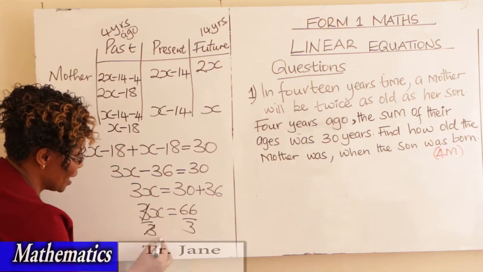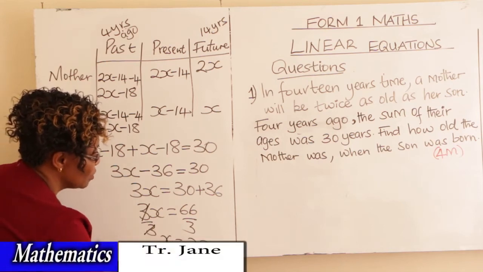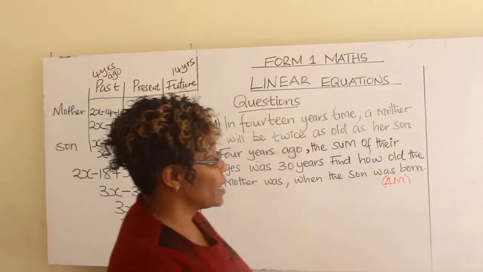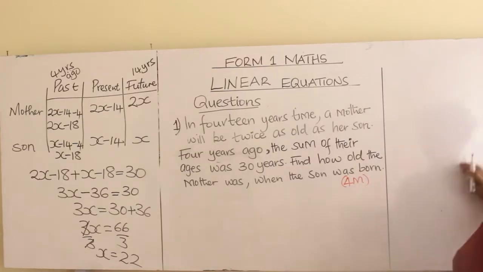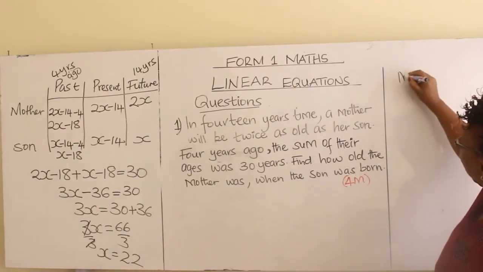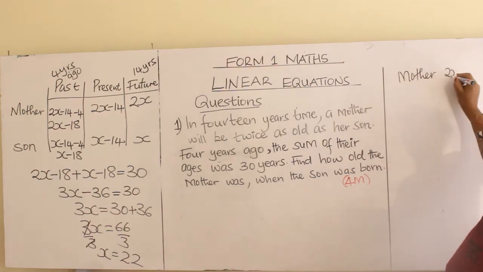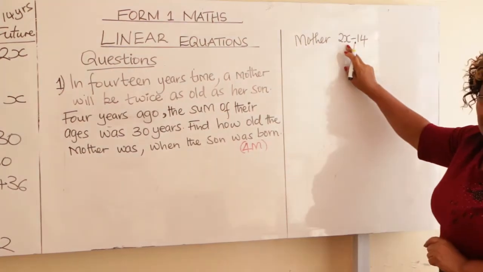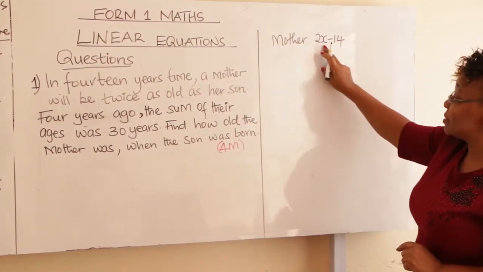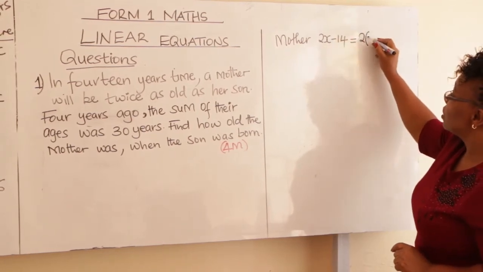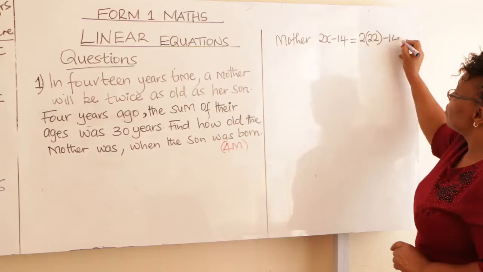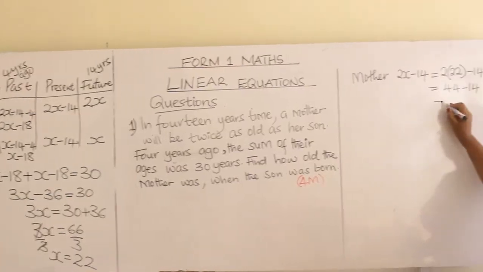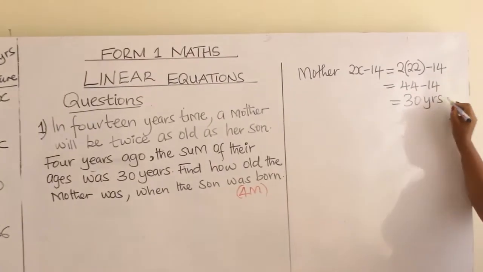And therefore, what is your x? Your x is 22. So you go to their present ages. How old are they today? You look at the mother. The mother today is 2x minus 14. We have already got our x, that it is 22. So you substitute. Put a 22 there, minus 14. 2 times 22 is 44, minus 14. So the mother is 30 years today.